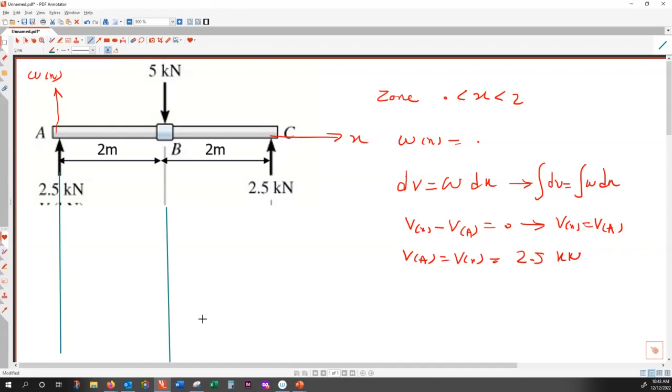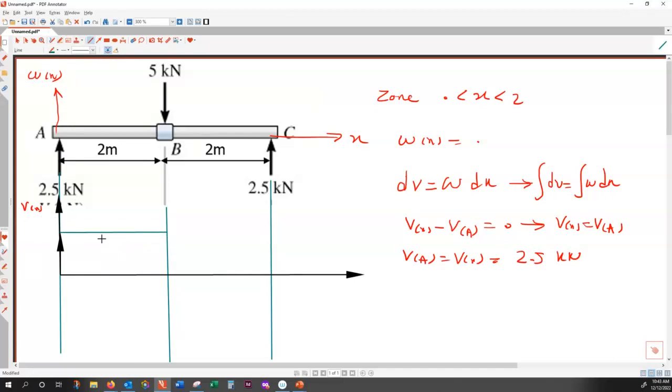So in the first zone, I can comfortably describe V of x. In the first zone, V of x is equal to 2.5. So it starts with 2.5, and then it doesn't change for the entire zone, that is 2.5.